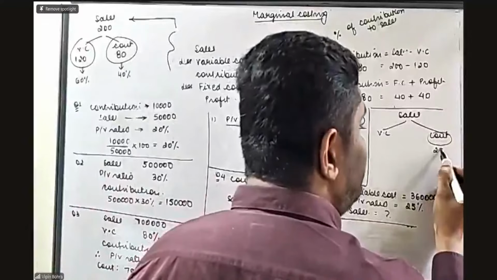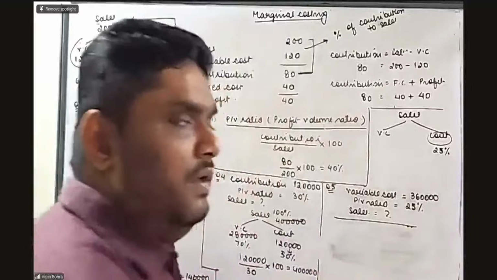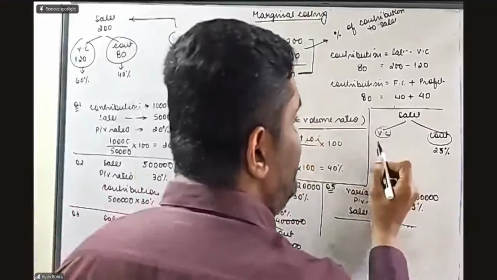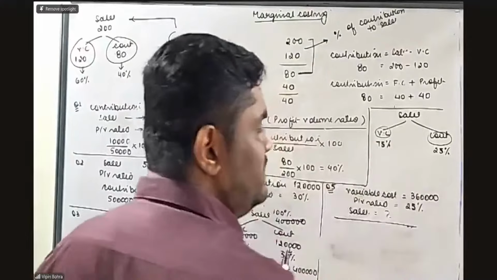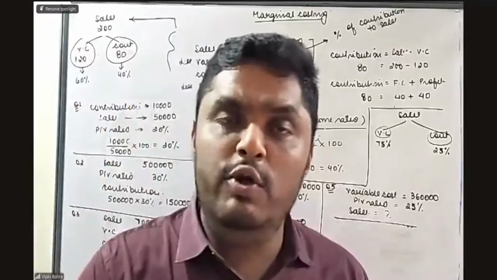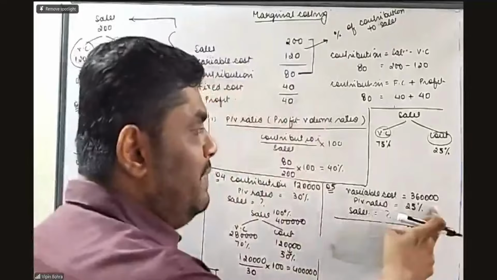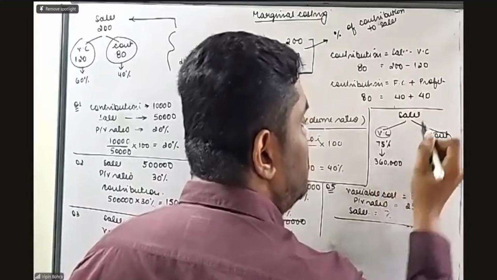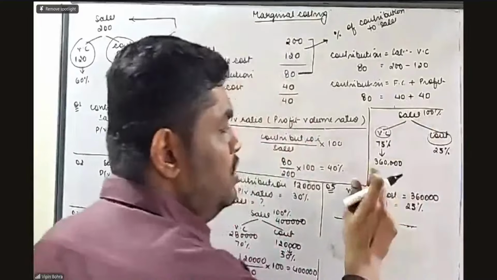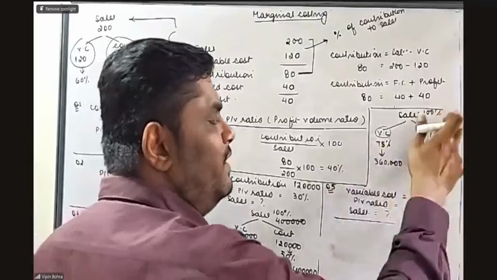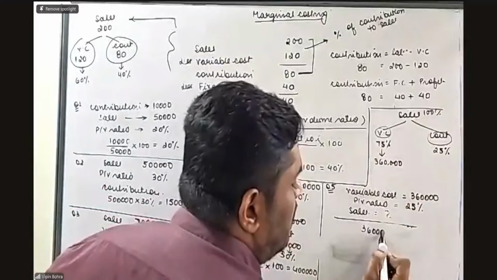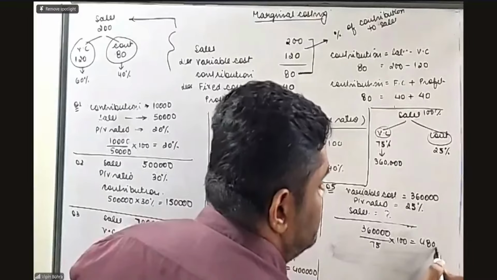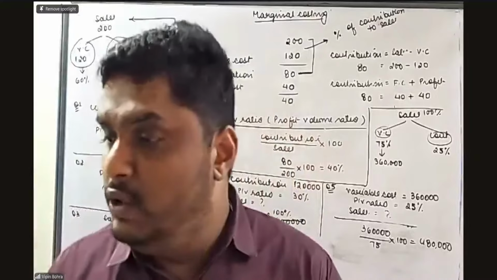So contribution is how much? 25% of total sales. So if the contribution is 25% of total sales, it means my variable cost will be how much? 75% of total sales. Now the figure given is not contribution. The figure given is what? My variable cost, that is 3,60,000. So sales will always be 100%. So 3,60,000 is equal to 75. So how much will be 100? 4,80,000. I hope this part is clear to you now, Yashashwini.